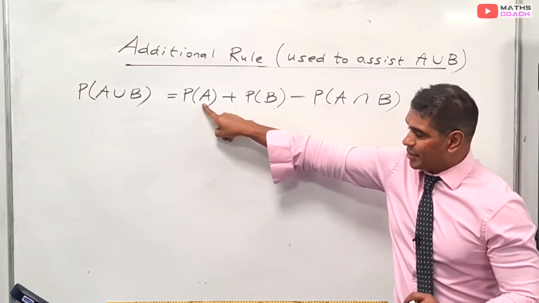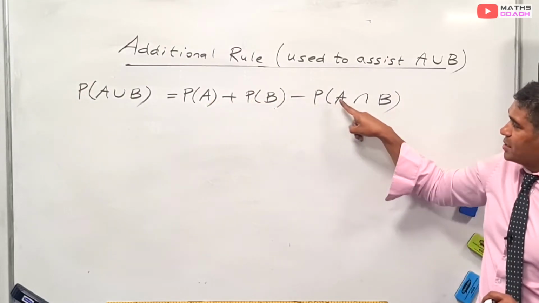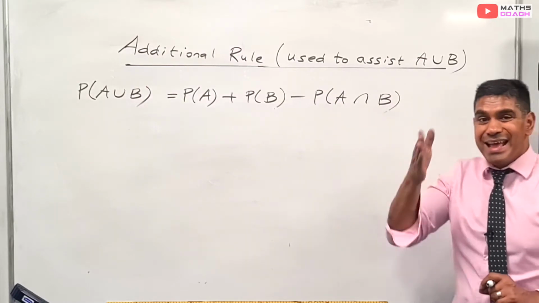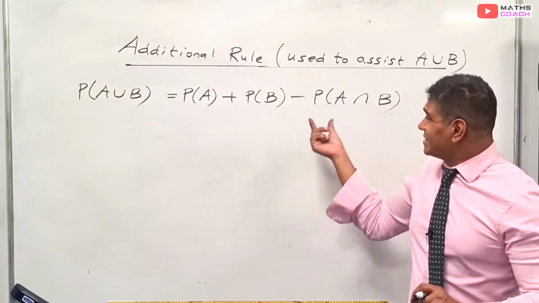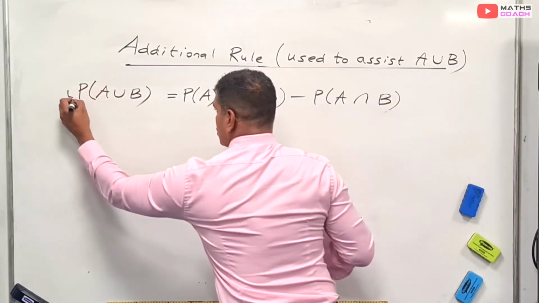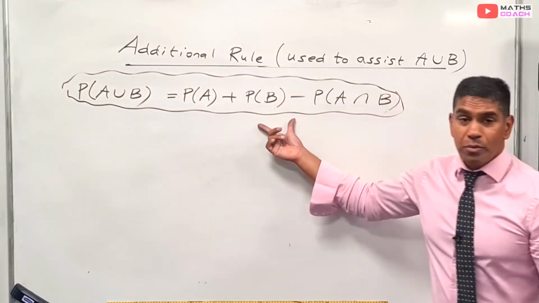So we get the probability of A, we add it to the probability of B, and then we minus the probability of A and B. Now remember from the Venn diagram, A and B is the value in the intersection between the two rings. So we're going to just use that. I'm going to highlight that. It's a formula that you would need to know.